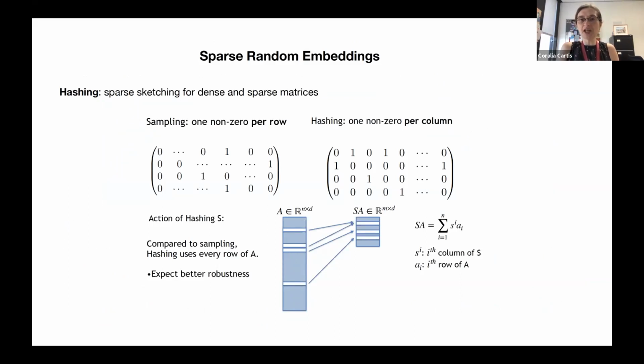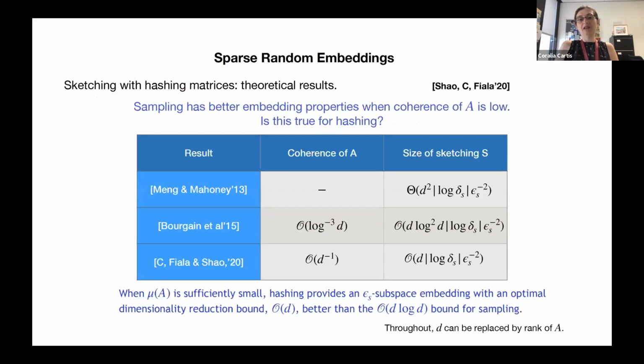What can we say for hashing in terms of their subspace embedding properties? And this is where we have a contribution. So Meng and Mahoney showed that without any requirement on the coherence, one can give a subspace embedding property for a hashing matrix with one non-zero per column, and the size of S is then proportional to d squared.